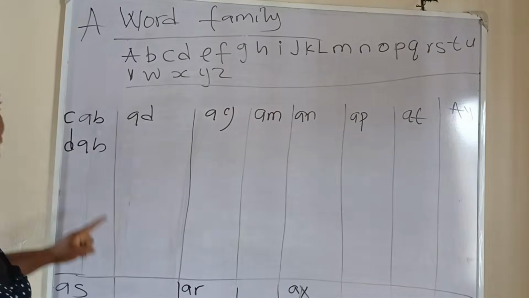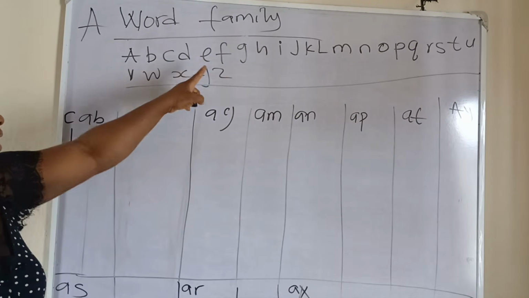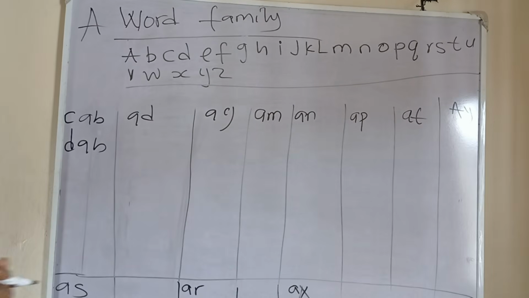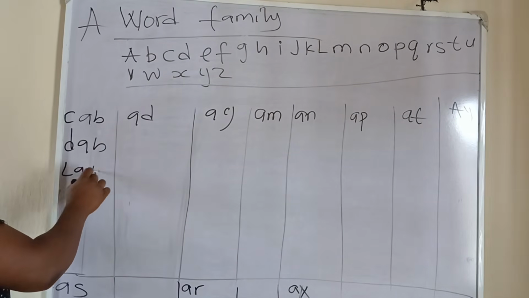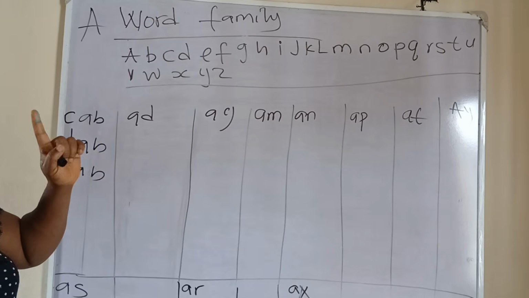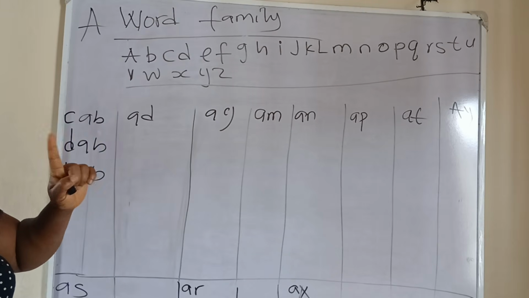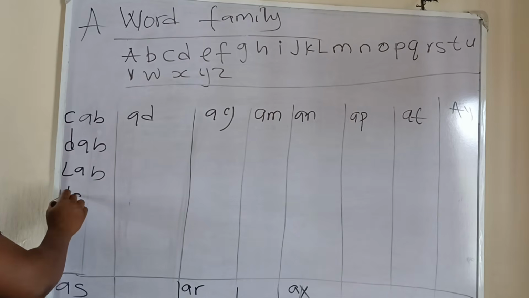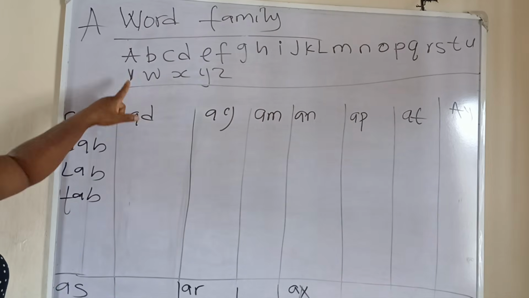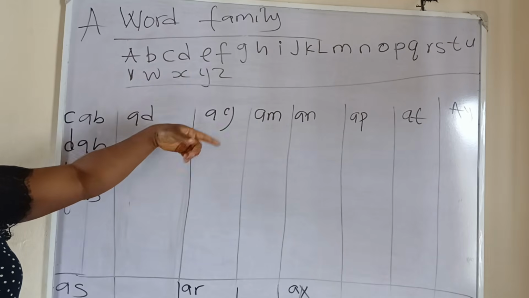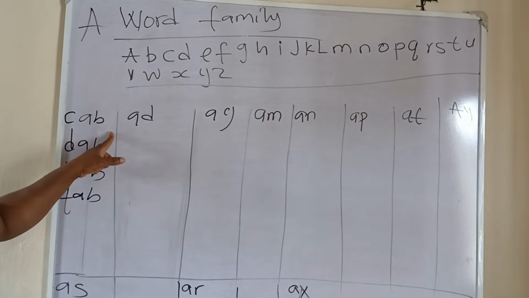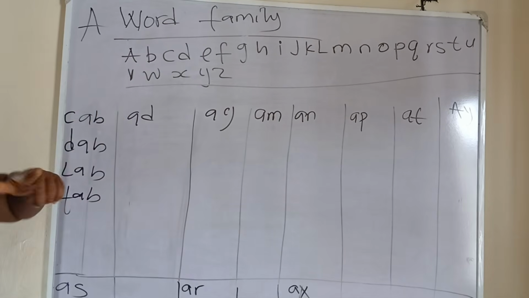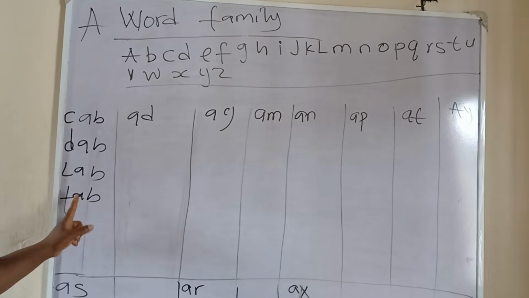Okay, so let's go. I have dab. So E, F, G, H, I, J, K, L. I have lab. Okay, now we move to M, N, O, P, Q, R, S, T. I have tab. Tab. Okay, we have U, V, W, X, Y, Z. So we have cab, dab, lab, tab. Okay, so look for any other one that we didn't add. You can actually add it to complete it.